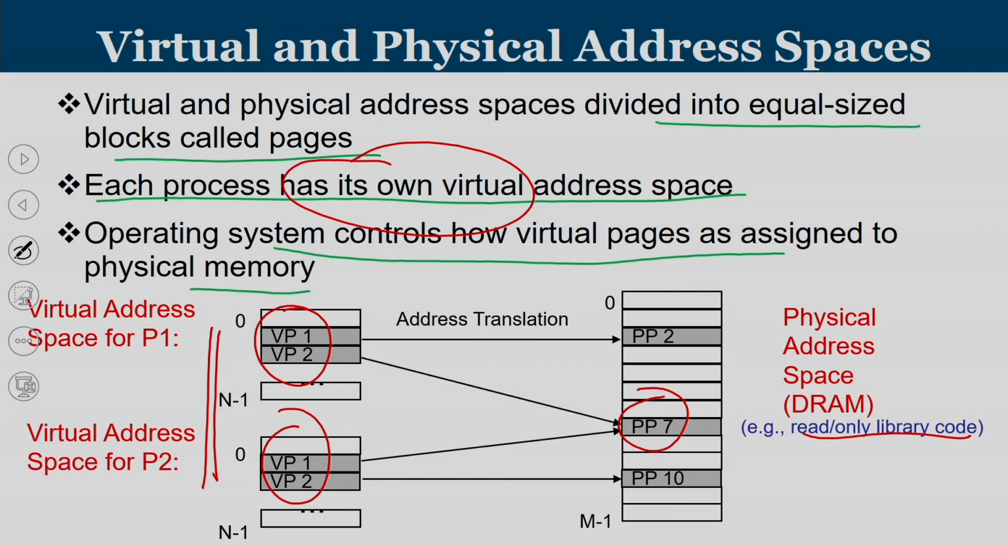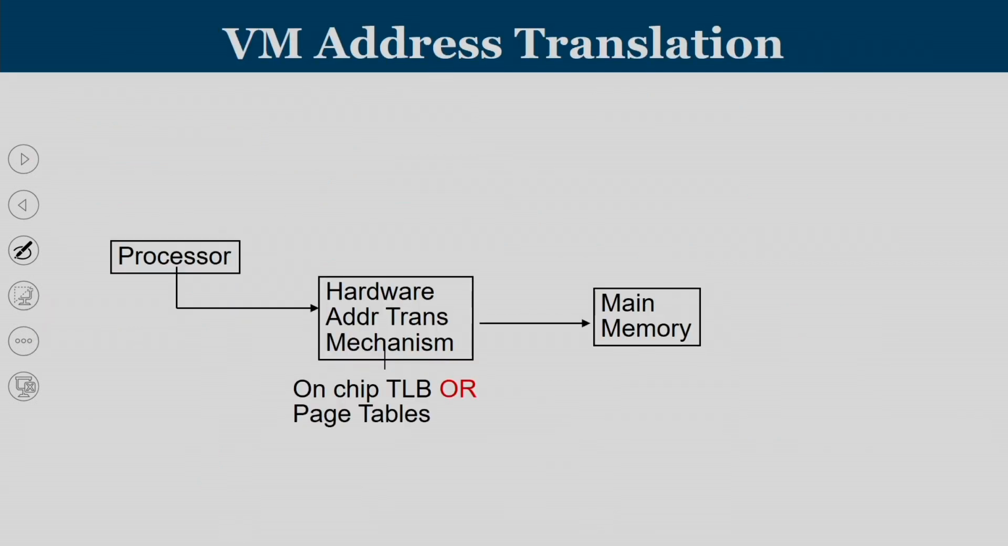So there exists a translation where virtual page 1 of P1 is actually located in physical page 2, and virtual page 2 of P1 is nothing but physical page 7. Similarly, you can see the mapping of virtual pages 1 and 2 for the second process also.